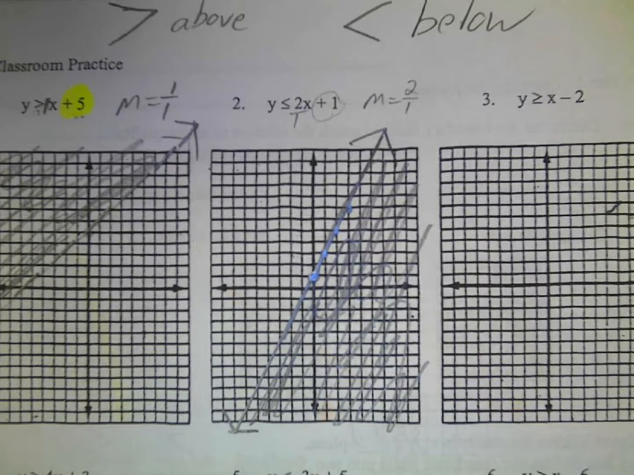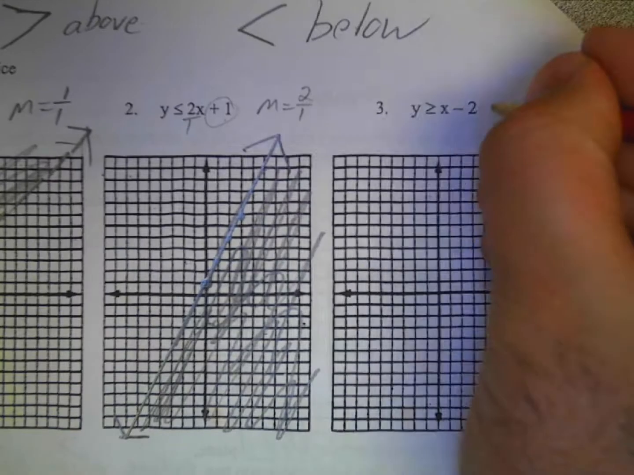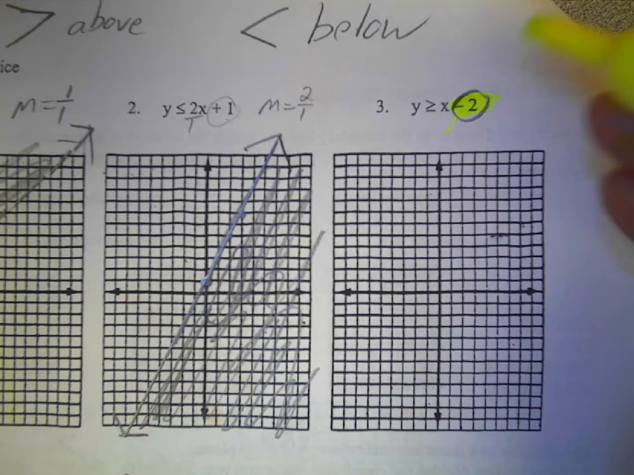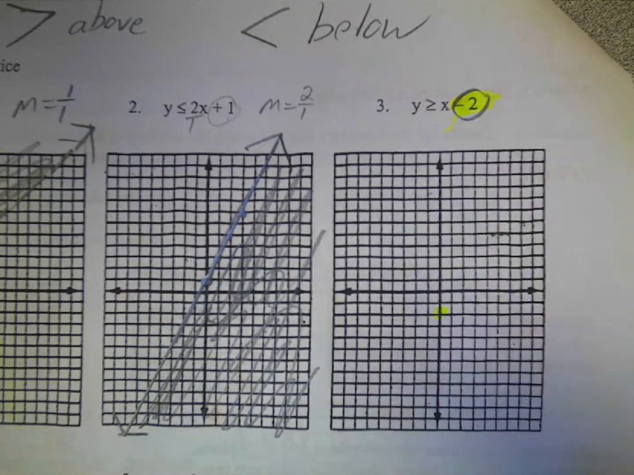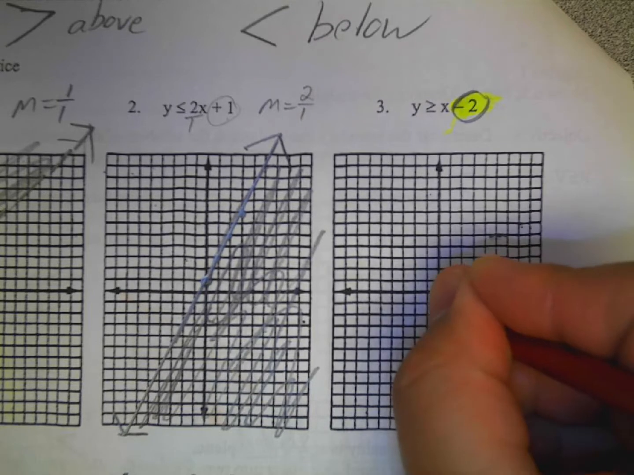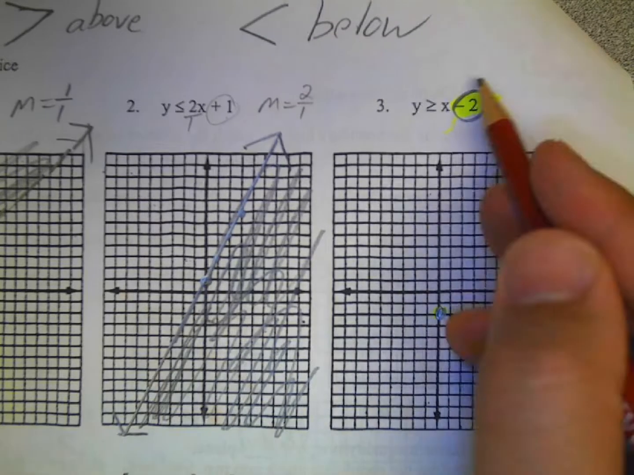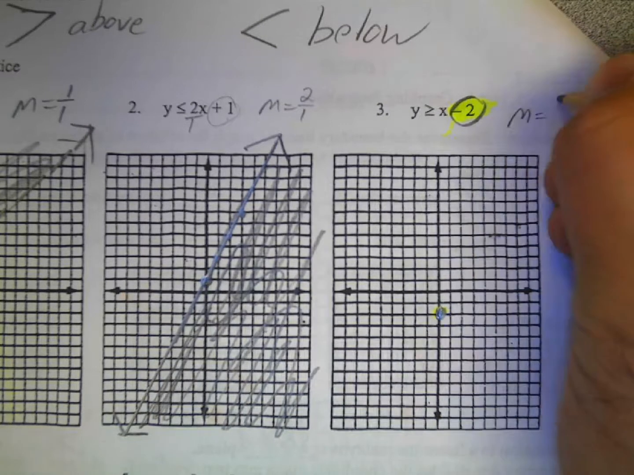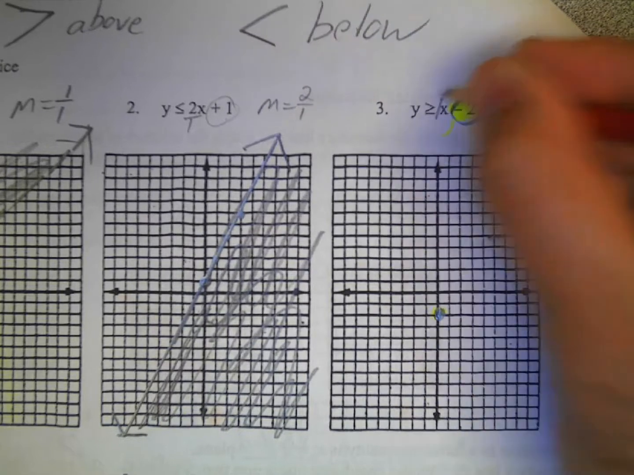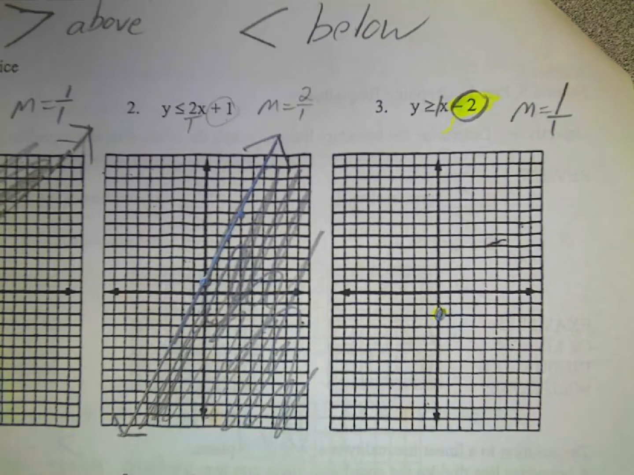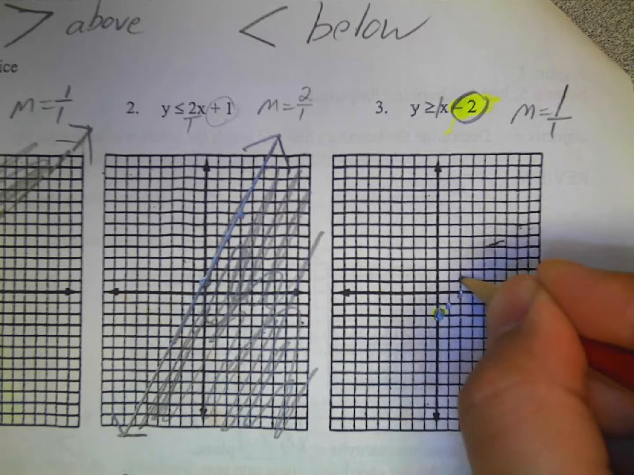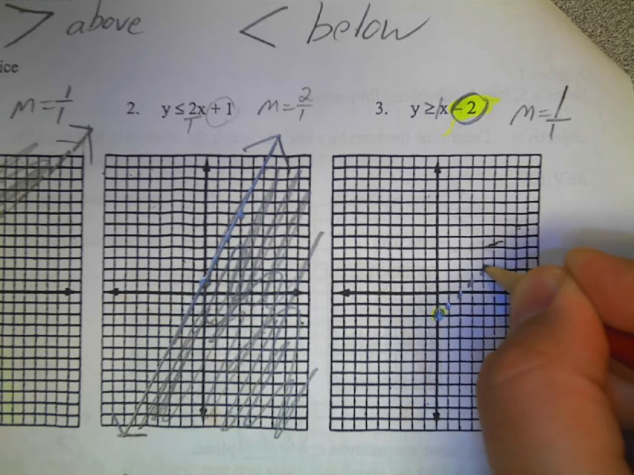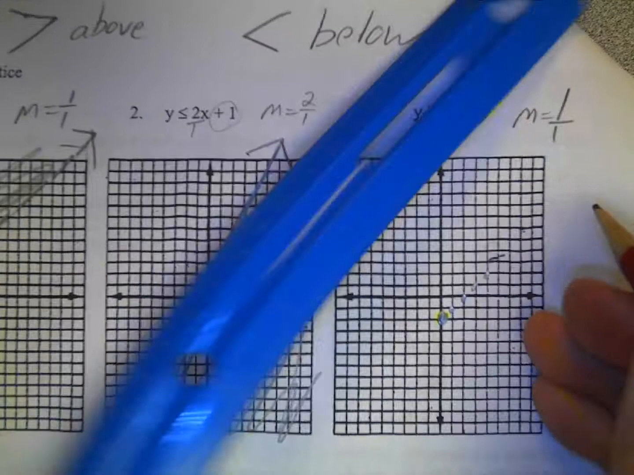Alright, let's do another one together. I'm going to plot my y-intercept first, right? -2, that's down here. My slope again is just 1. There's nothing in front of the x, so it's just a 1 over 1. So I'm going to go up 1 over 1, up 1 over 1, up 1 over 1. I'm going to plot my line.